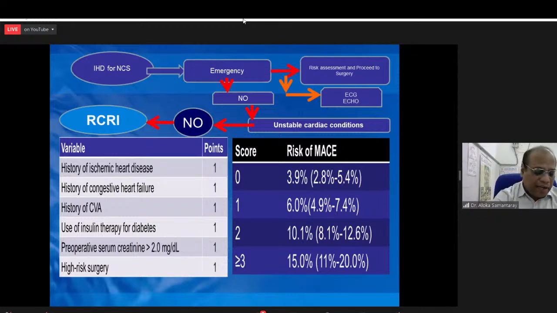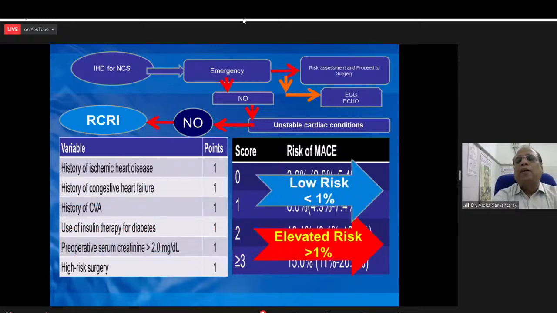And it was said that any person who has either no risk factor or only one risk factor comes under low risk of major adverse cardiovascular event. And those patients who have two or more factors come under elevated risk of MACE.